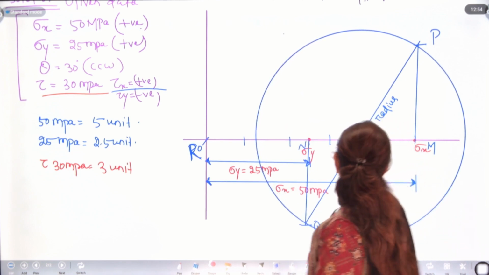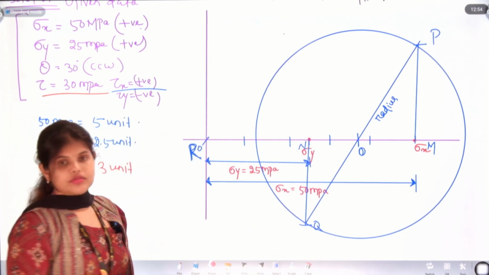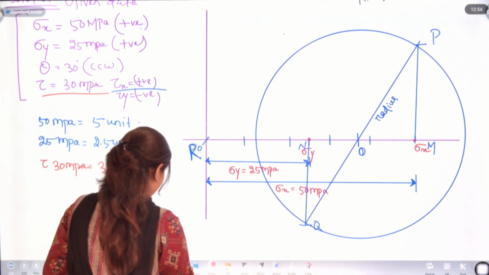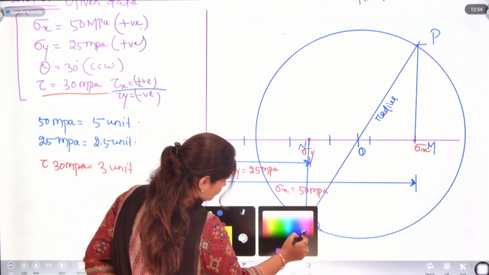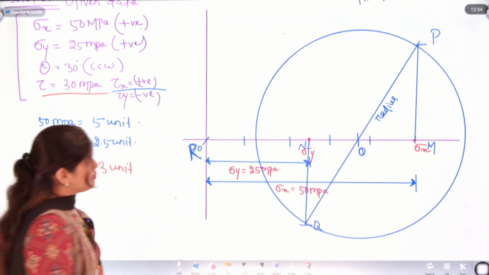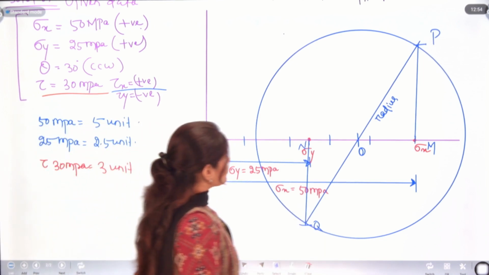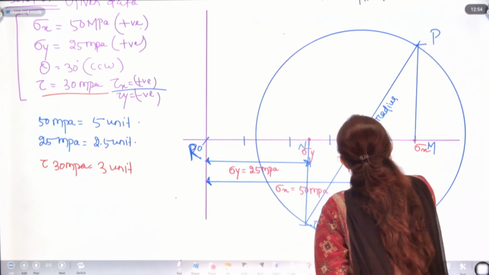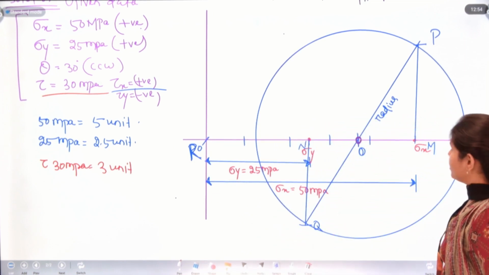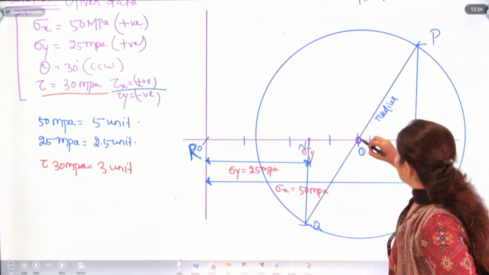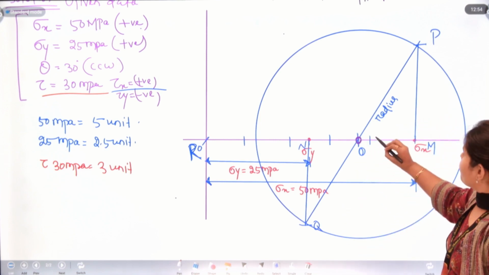Here you have drawn the circle. Okay. So we have found the point O here, and we will draw the angle from point O.